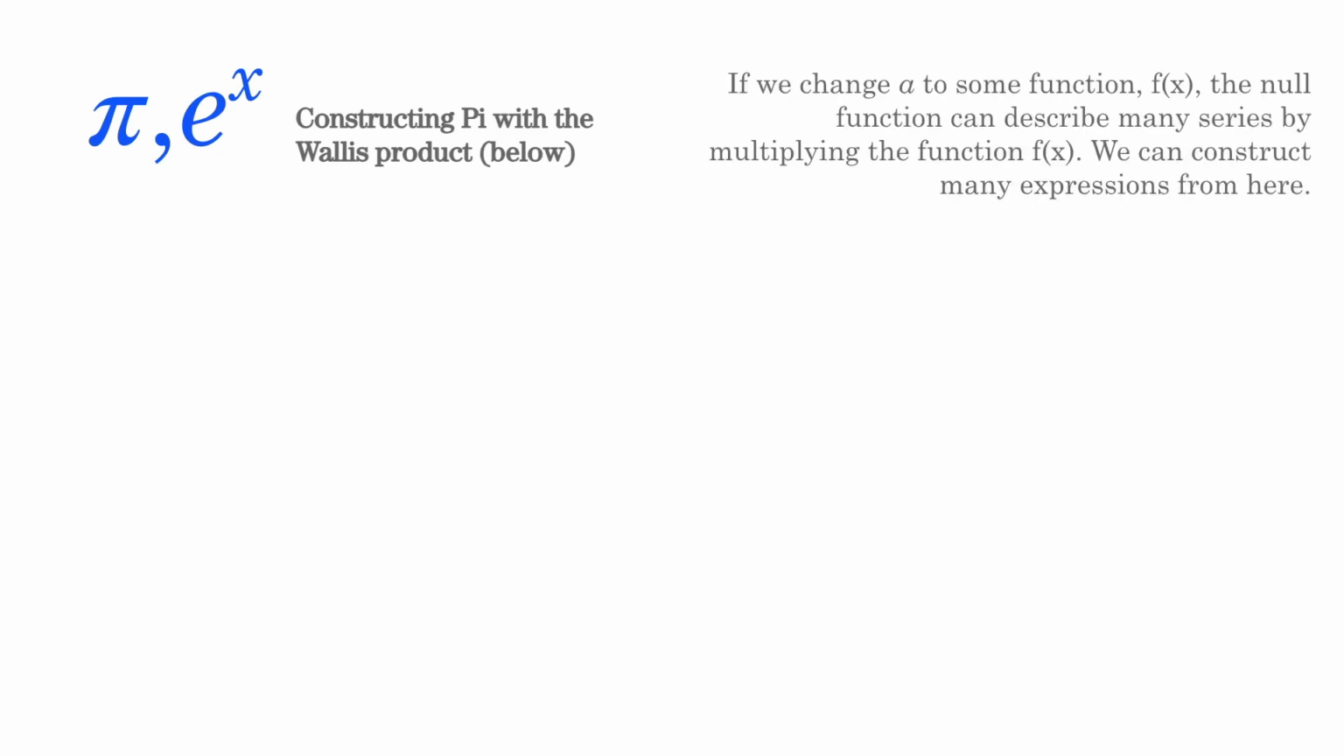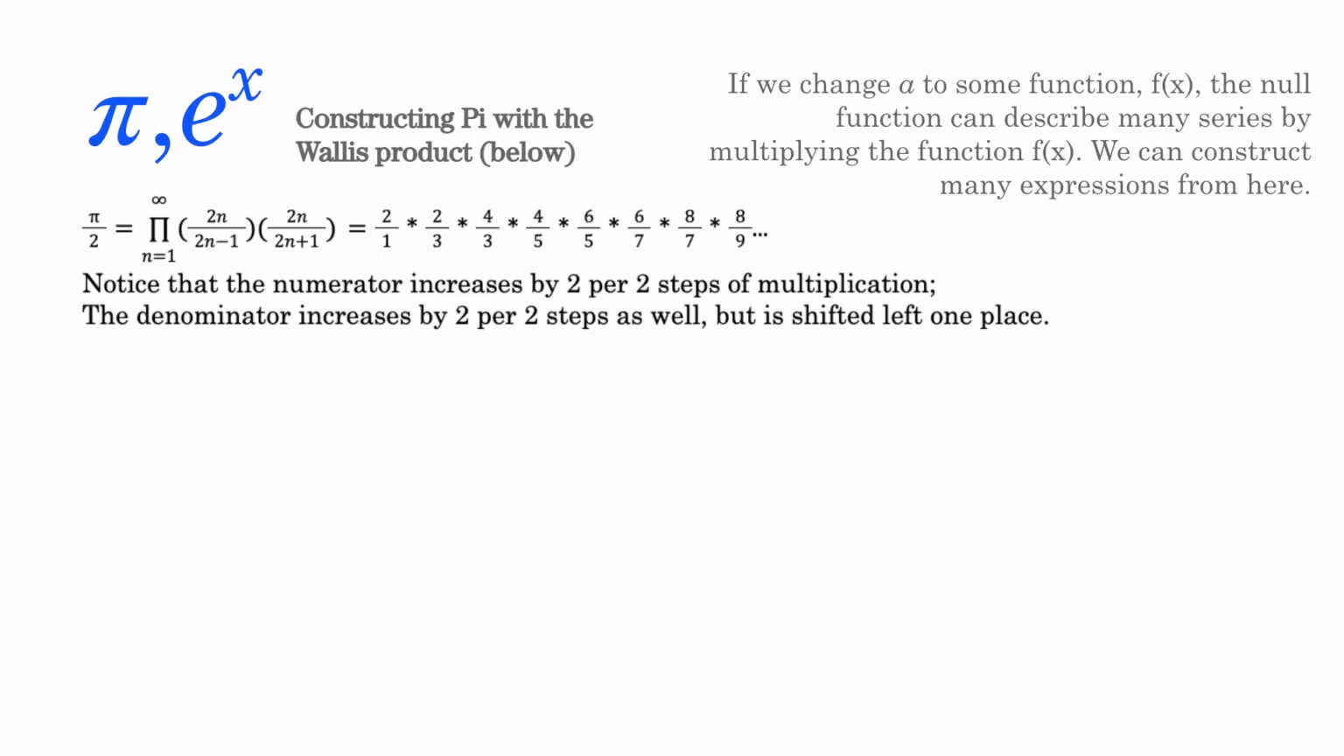If we change the letter a mentioned before to some function f of x, the null function can describe many series by multiplying the function f of x onto, say, a series of all ones. We can make a lot of things from here. The Wallis product states that pi halves equals product from 1 to infinity of 2n over 2n minus 1 times 2n over 2n plus 1, which is the product you see here.